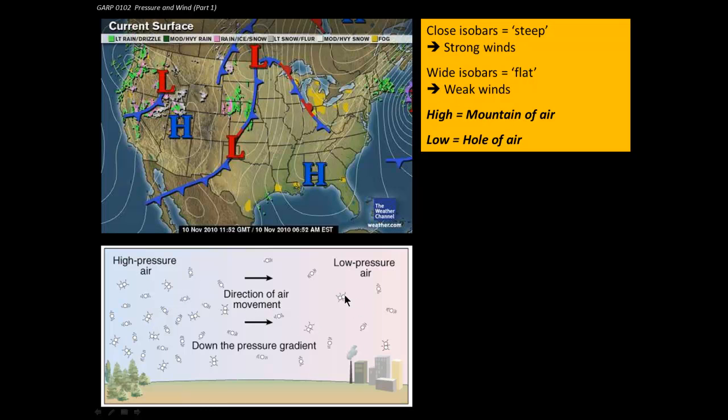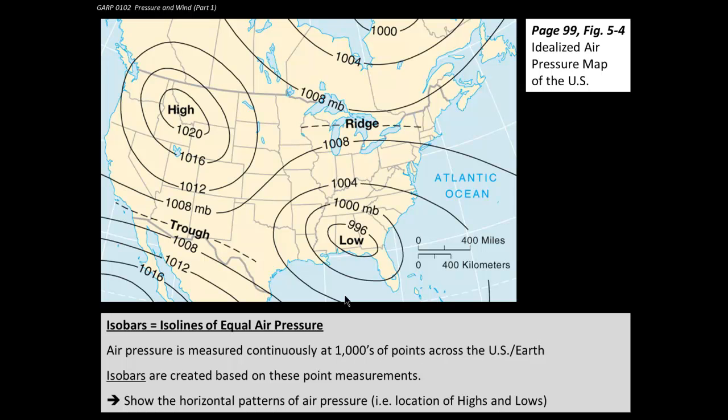So that's the first step in trying to figure out what the wind does, is look for the high pressure areas, look for the low pressure areas. So here's a simplified air pressure map of the United States. Right? The black lines are the isobars, which are isolines of equal air pressure. Right? This is page 99 of figure 5-4 in your book. And we get these isobars, and they're created from point measurements. Right? And you can see the horizontal patterns of air pressure.